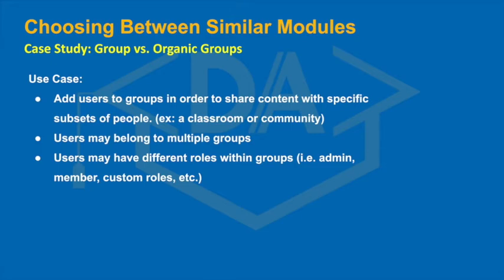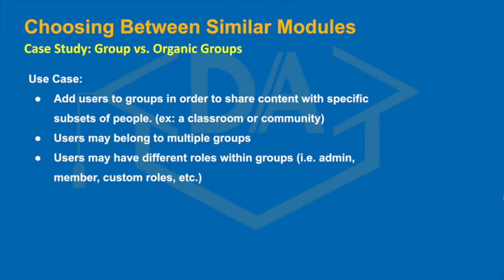The two modules in question are one called group, where the module name is group, and the other is organic groups, where the module name is OG. If you search drupal.org/project/group and drupal.org/project/OG, you'll find these two modules. And our use case is going to consider these modules on the basis of the following example.